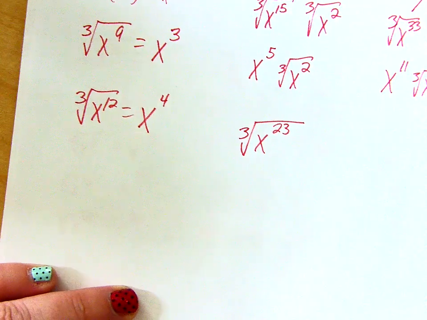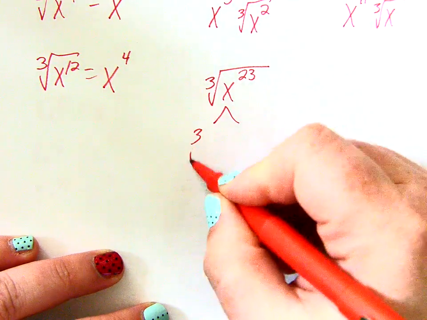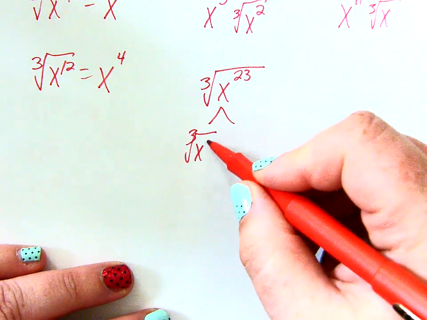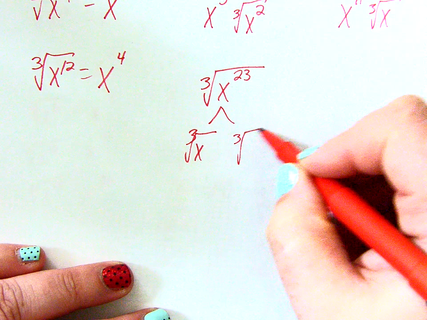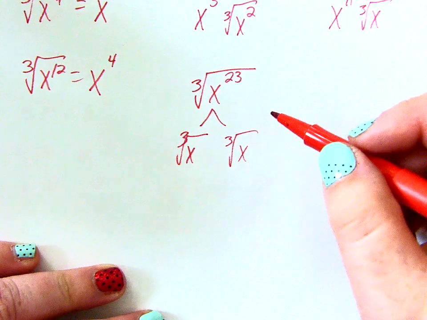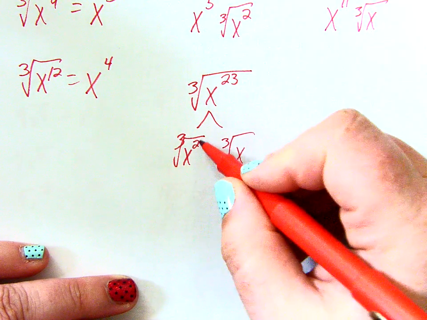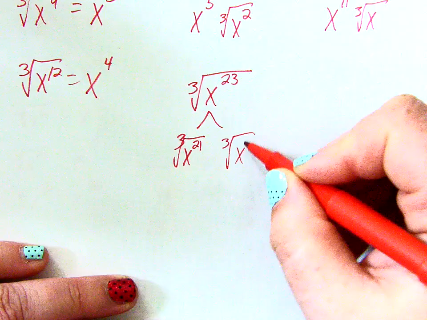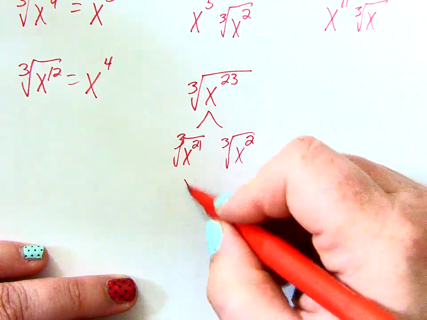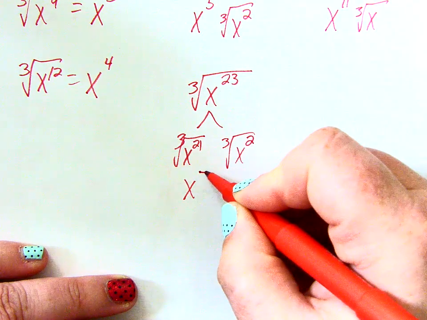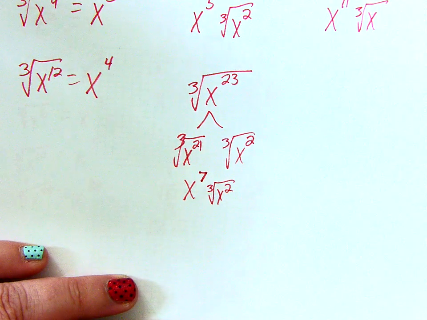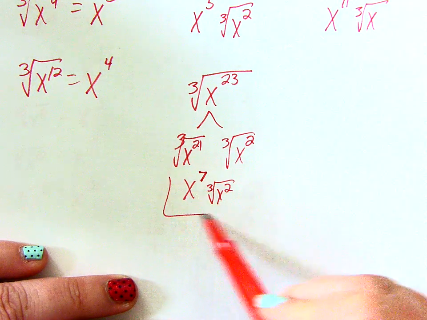Okay, we got an answer? So, I had to split this up into the cube root of x to the, what goes right here? Yes, thank you, 21. So then over here is, yes, a 2. So the cube root of x to the 21st is x to the 7th, and then that stays as it is, cube root of x squared. Did you write this as your answer?